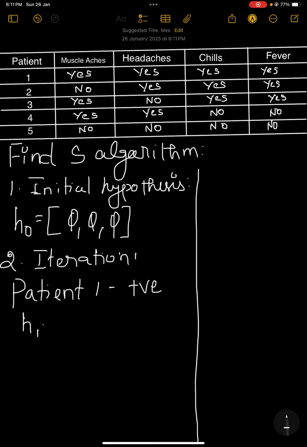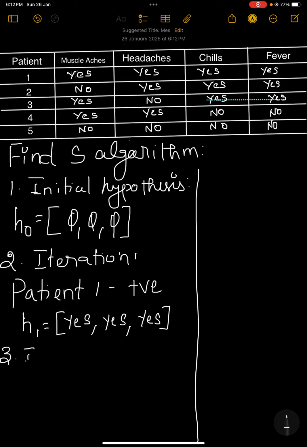So now we have to write the hypothesis for H1. So we have to compare this H1 with H0. Since H0 is null, all the null values will be replaced by the values of the attributes in the first record by default. So for muscle aches, yes is replacing the null value, and for headache we are replacing with yes, and for chills the null value will be replaced by yes, because yes is the value for all the attributes for patient 1.